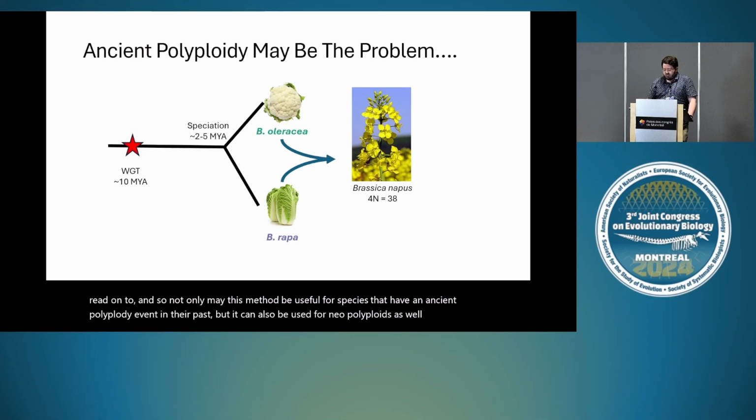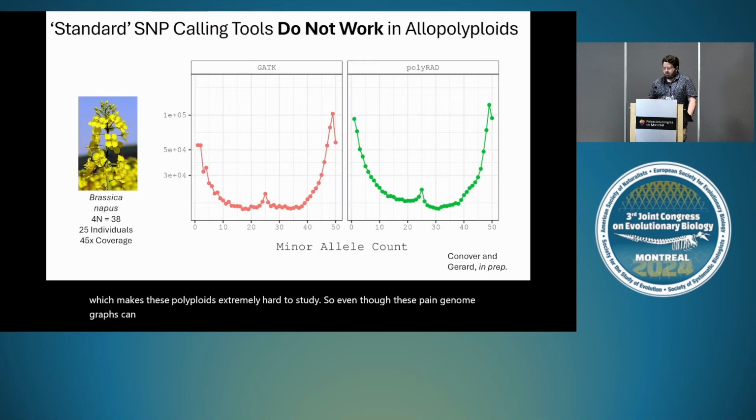So even though these two species diverged around 2 to 5 million years ago, around 5 to 10,000 years ago, there was a hybridization event that created an allopolyploid with twice the number of chromosomes. And there's also homologous exchanges in this polyploid, meaning that you can't even tell which chromosomes come from which diploid parent in some cases, because each chromosome is a mosaic of the two diploid progenitors, which makes these polyploids extremely hard to study. So even though these pangenome graphs can improve read mapping in these polyploids, the standard SNP calling tools don't work in allopolyploids very well.